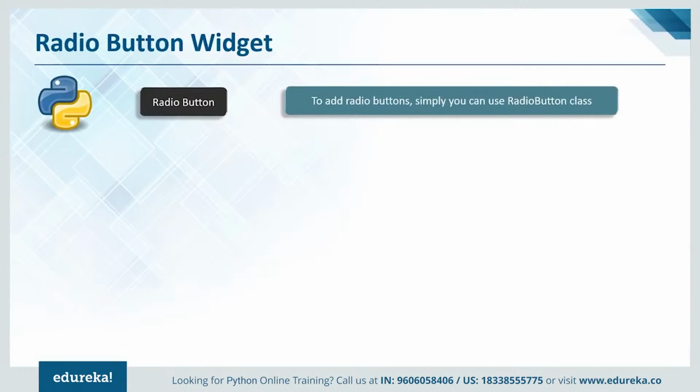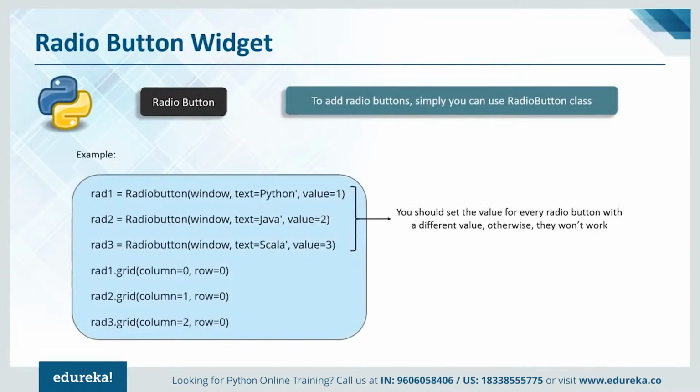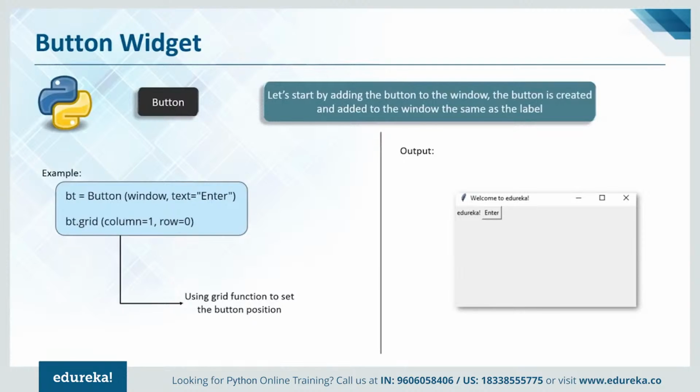Well, again, guys, the radio button widget is widely used and I'm sure you've seen and used this widget before. We'll be using the radio button class to add the widget. Take a look at the code. Here, we have the value parameters to be different. It's 1, 2, and 3, right? However, if they are the same, it will lead to a conflict and then there'll be an error, guys. So as you can check out from the output, we have Edureka and the button we have is enter, right?